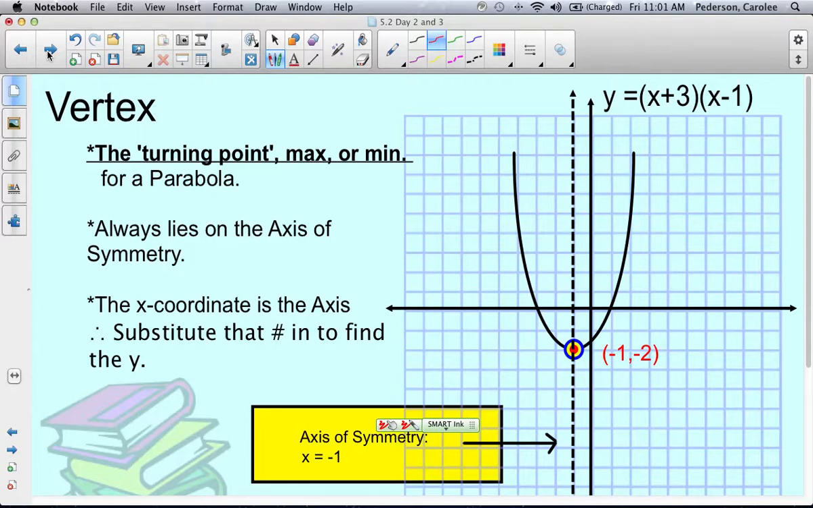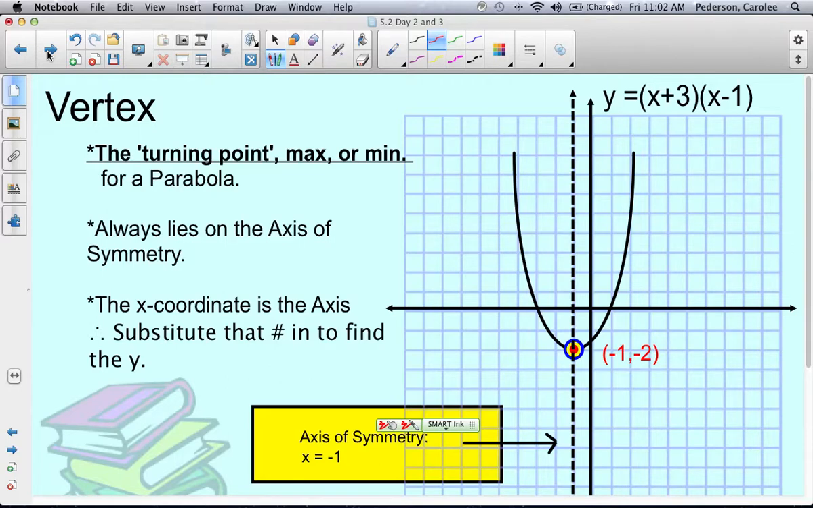To be able to find the vertex point, you first find the axis of symmetry, then you substitute the x-coordinate into the equation and solve for y. We will be practicing this in some examples. So make sure you write down what is the vertex. It is the maximum or minimum point, and it lies on the axis of symmetry.